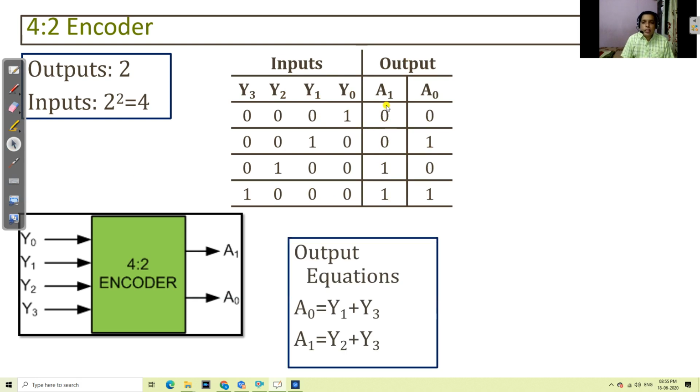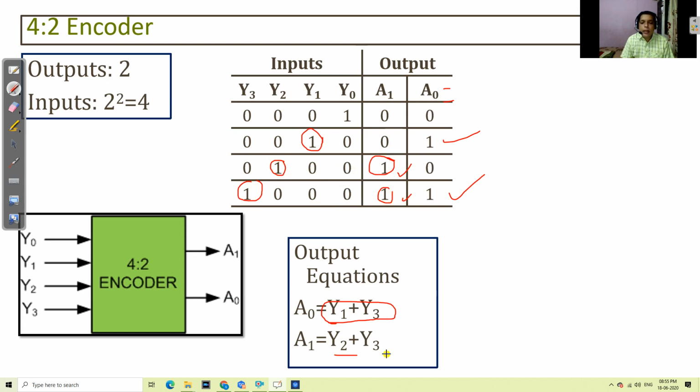Okay, so output equation. Suppose I want to write down the output equation for a0. A0 will be present when y1 is equal to 1 and when y3 is equal to 1. So I can write the a0 equation as, a0 is present here and here, that is when y1 is present and y3, so I can write it as y1 plus y3. How can I write down the equation for a1? A1 will be present when y2 is equal to 1 and y3 is equal to 1.